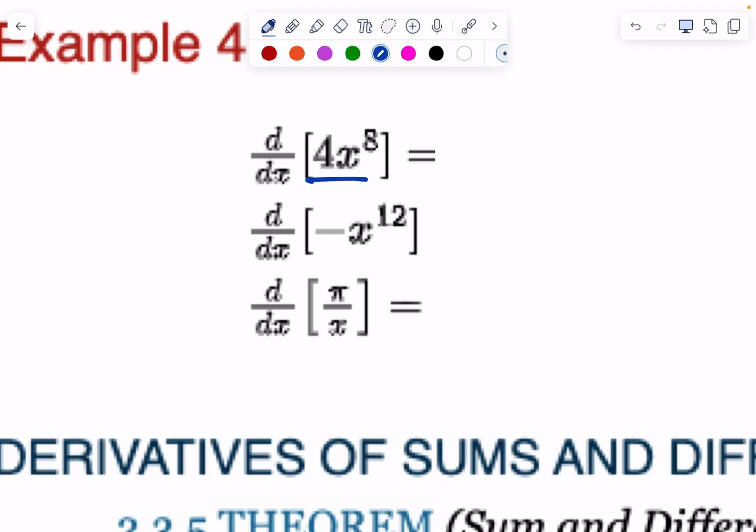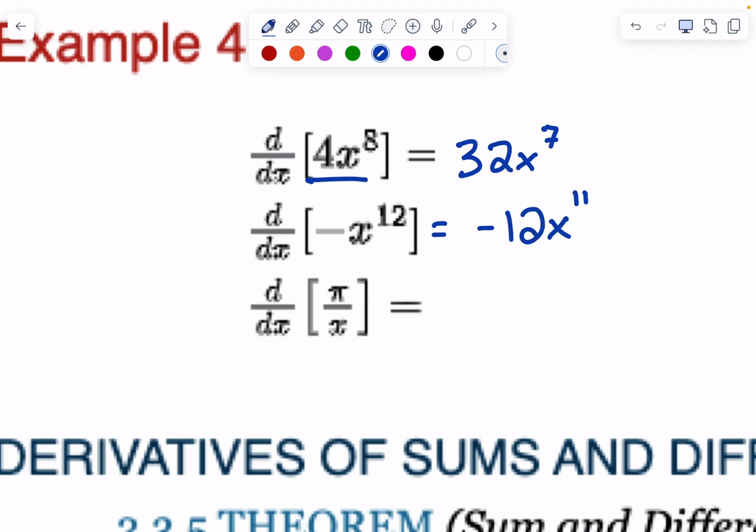This one, 4x to the 8th power. What do I do if there's already a 4 there? Multiply. 32x to the 7th. Yeah? Make sense? Okay. This one is negative 12x to the 11th. Yep, you got it. Okay, what about this one?